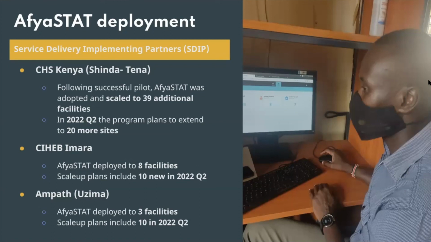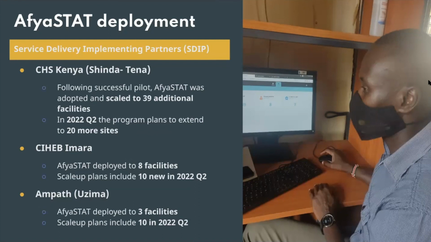We've also seen uptake by a few more implementing partners. The next one is CHT Imara. This is in lower eastern Kenya, in Makueni and Machakos counties. This particular partner has so far deployed to 8 facilities, and they've got scale-up plans to go into 10 new ones by the end of this current Q2.